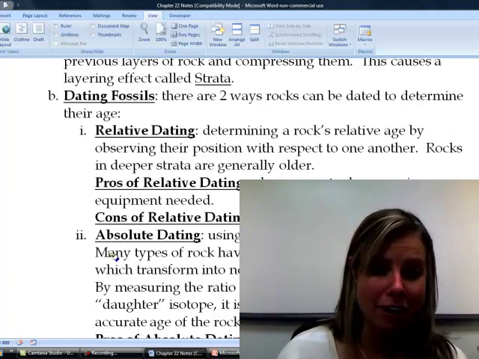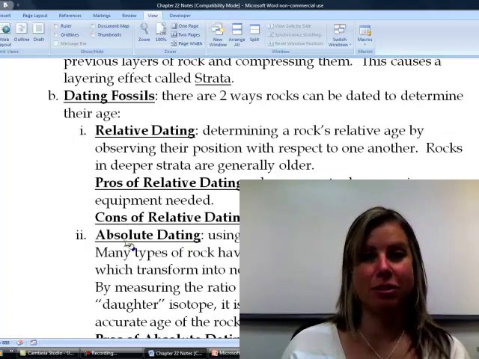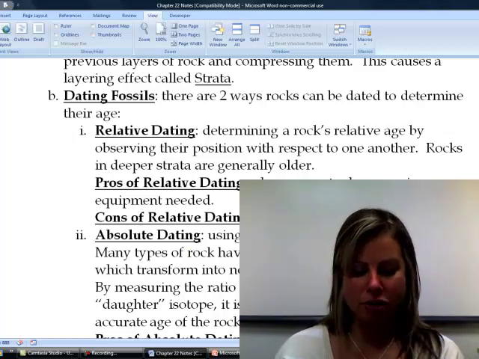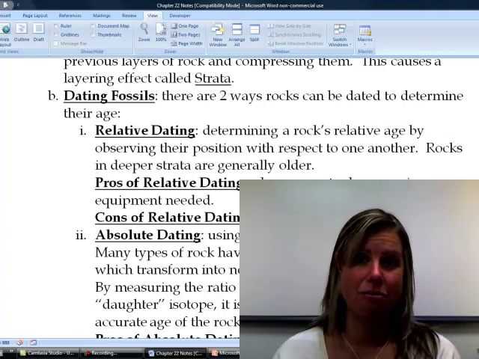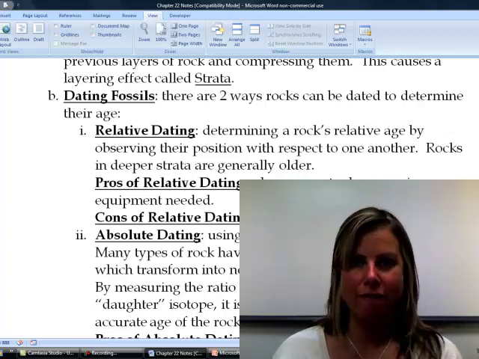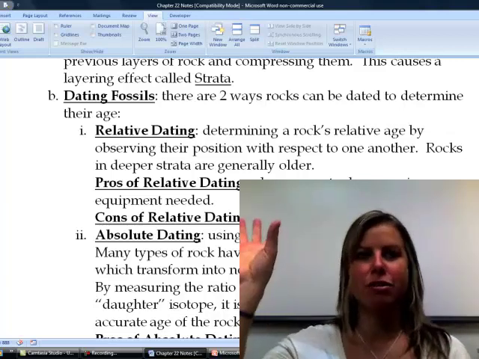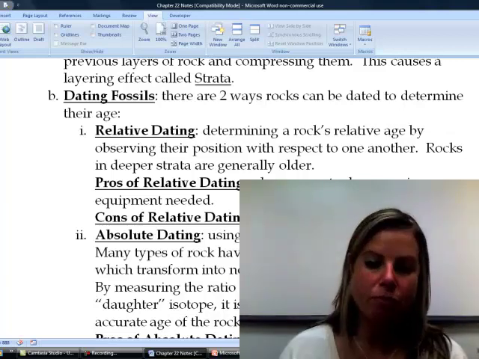The better type of dating, and more expensive, is going to be absolute dating. Absolute dating is actually measuring how much certain isotopes have decayed in the rock to figure out how old that fossil is. So, like when you go to the museum and they hold something up and say, this is 5 million years old, that's how they figured it out.